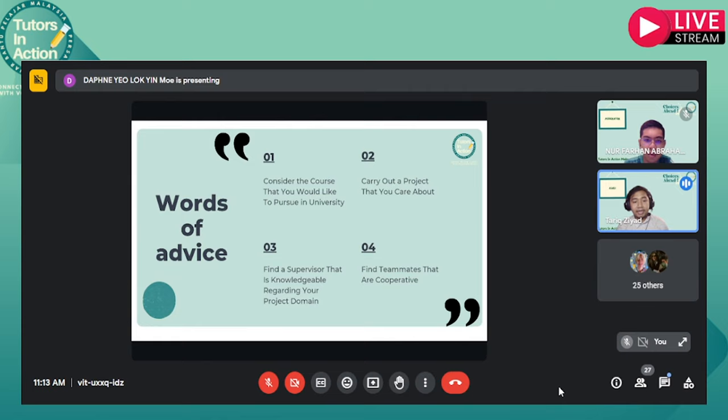And then fourthly, find teammates that are cooperative. A lot of the assignments in ISP are group related. So I would suggest that you find a group of friends that are trustworthy and just stick with them throughout the whole 1 year program. Because if you get classmates or teammates that are uncooperative or sleeping partners, you're definitely going to be stressed out for the 1 year program with the amount of workload.